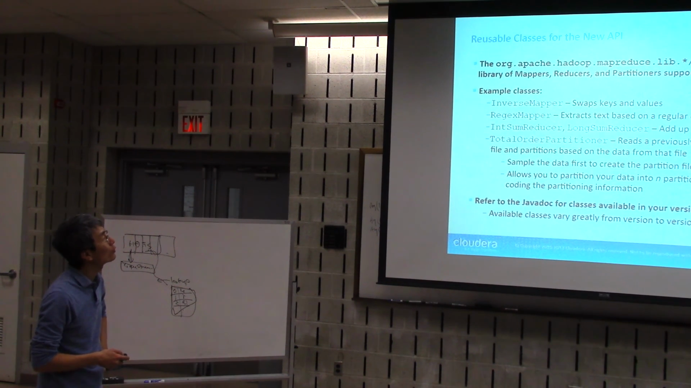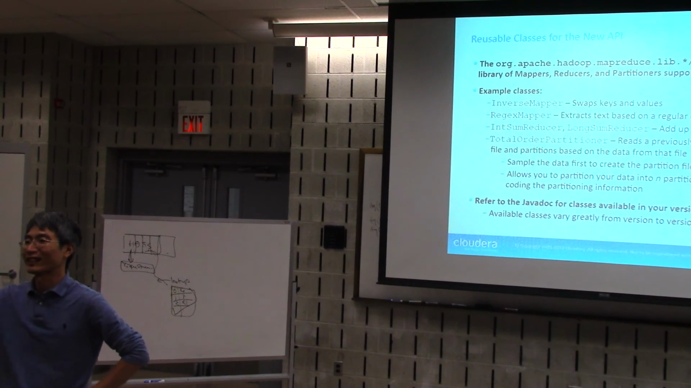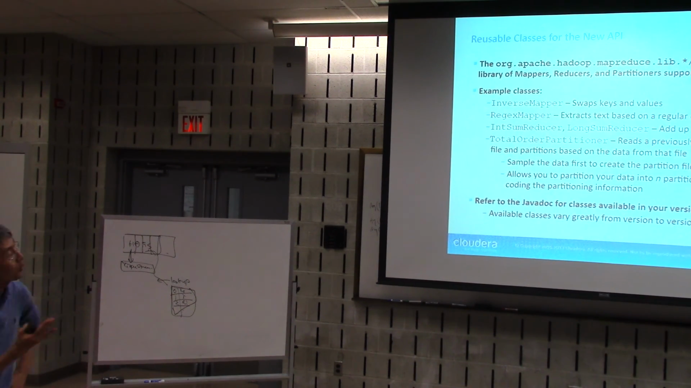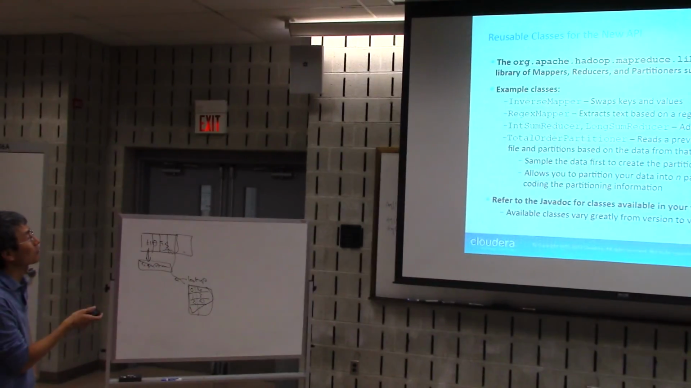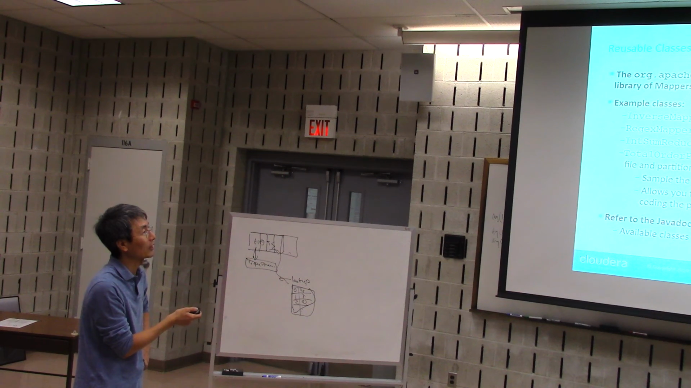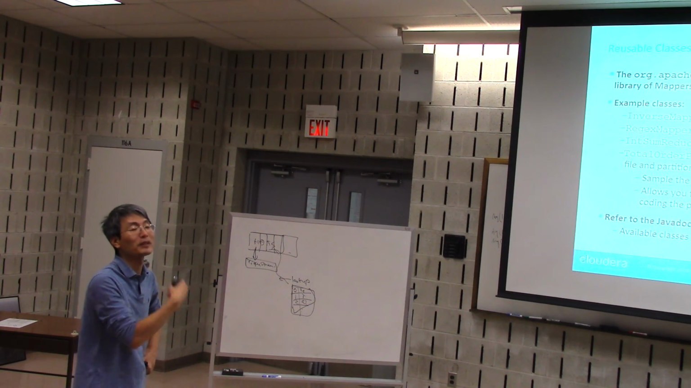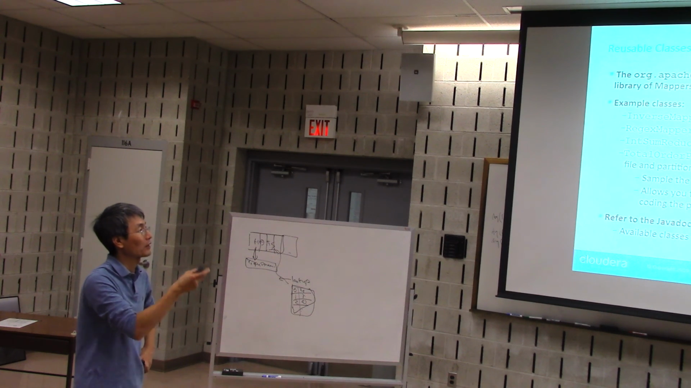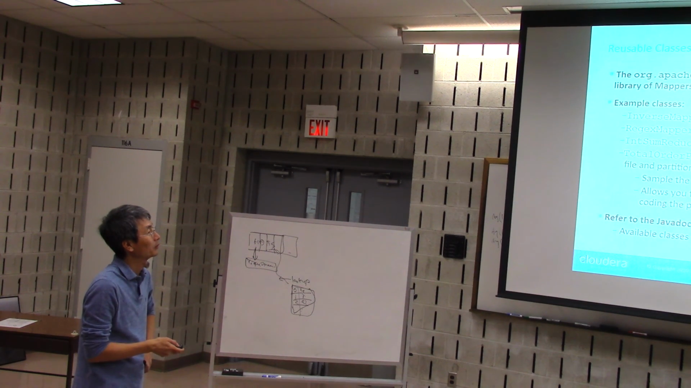These are reusable classes, which means they are built-in classes. The new API provides that. I never used such a thing, but it is possible. For example, InverseMapper: if you want to swap the key and value, you can use the built-in function or classes for that specific purpose.